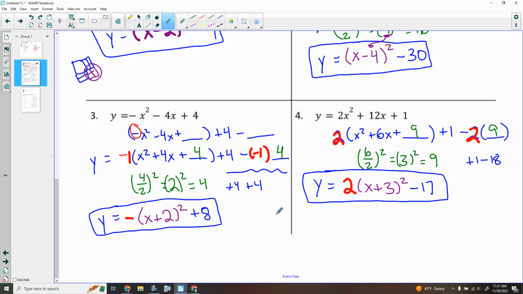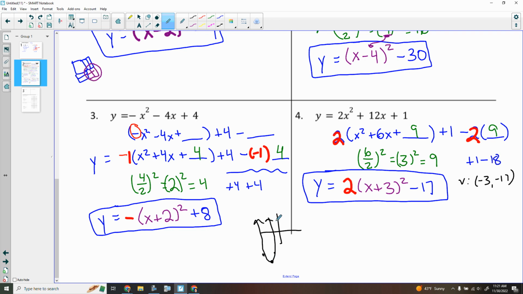Because again, if I know my vertex form, I know my vertex. We'll do this one here. I know that my vertex is at -3, -17. So -3, -17. And then I know that my a value is 2, so I know I'm going to go to the right one and up 2, not drawn to scale here. And I've got a basic graph that I'm able to do.